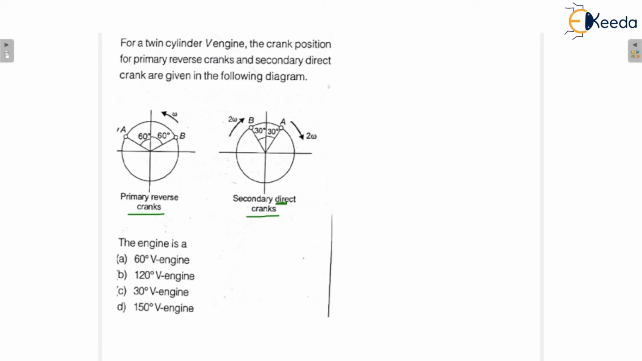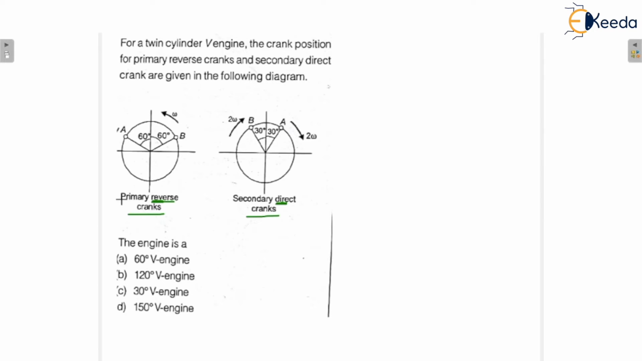You must focus here, either it is direct or reverse. We know that four diagrams are possible: the primary direct crank, primary reverse crank, secondary direct crank, and the secondary reverse crank. Out of four situations, only two are given. The first is primary reverse crank, and the second is secondary direct crank. Now we have to calculate whether the engine is 60 degree, 120 degree, 30 degree, or 150 degree.